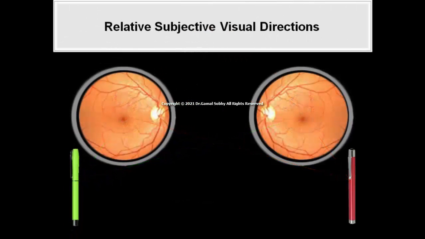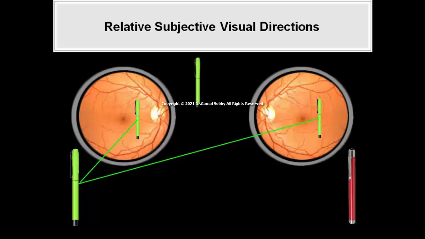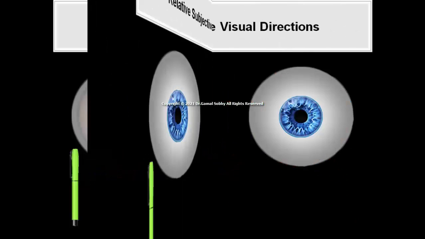Whenever a retinal area is stimulated by an image, the image is perceived as being localized in a certain direction in the visual space. If the stimulated retinal area is located to the left of the fovea, the object is seen in the right half of the field. If it is located to the right of the fovea, it is seen in the left half of the field.